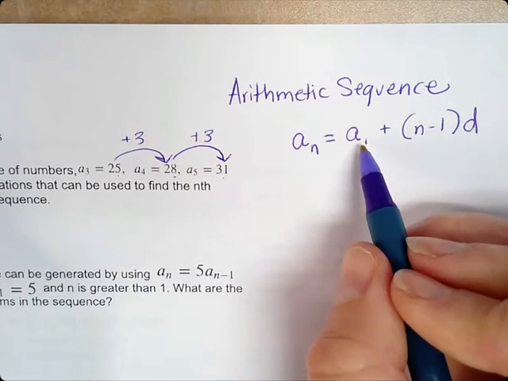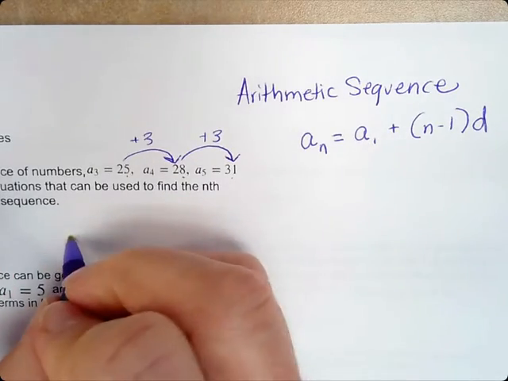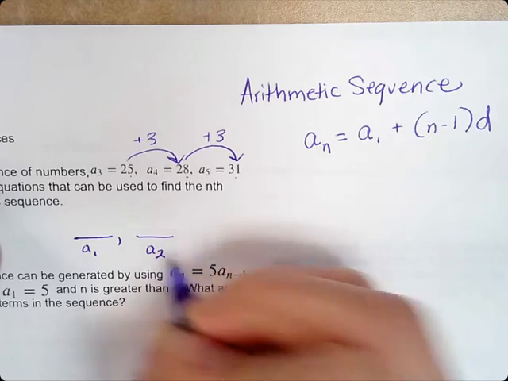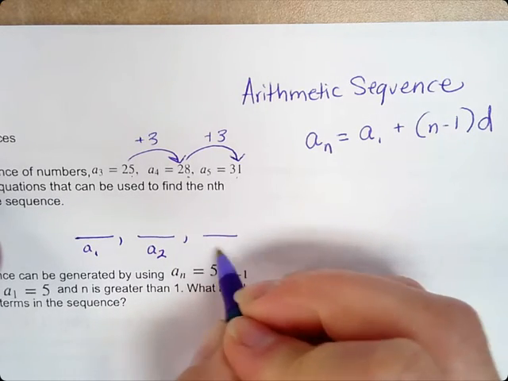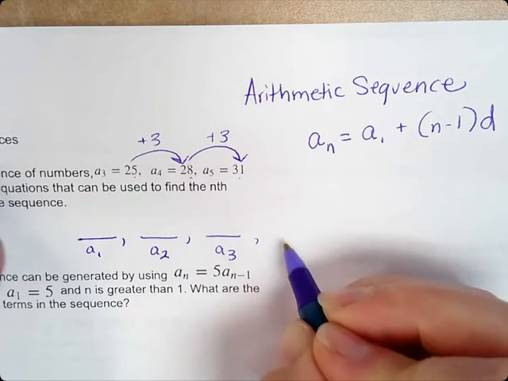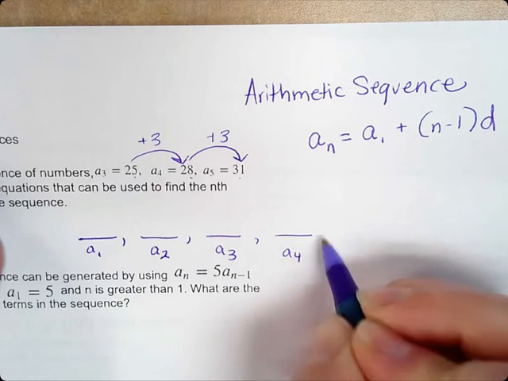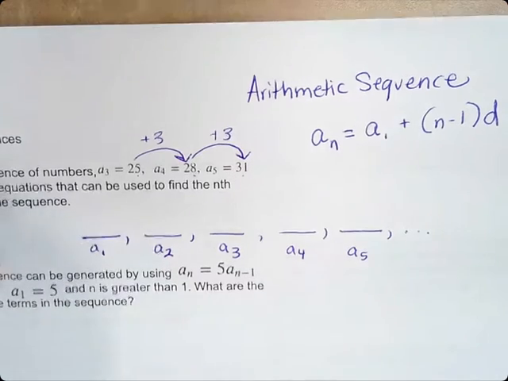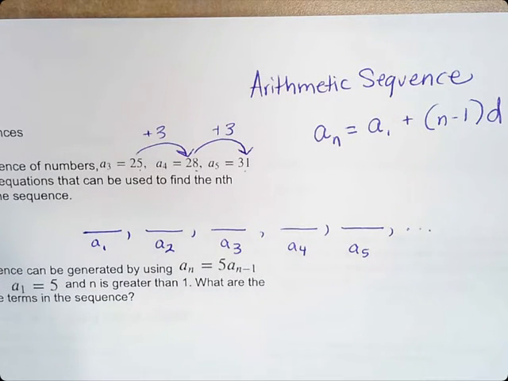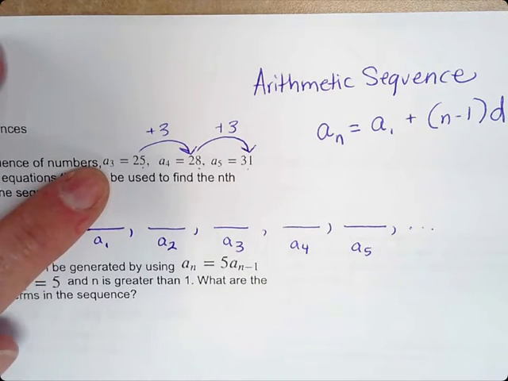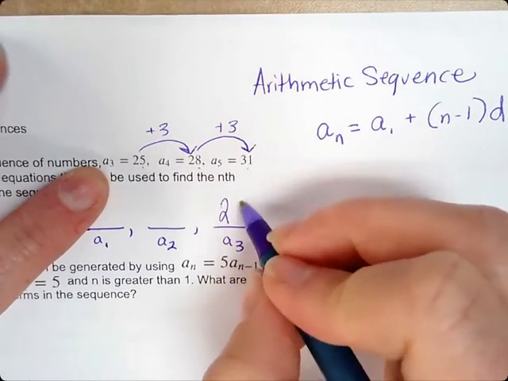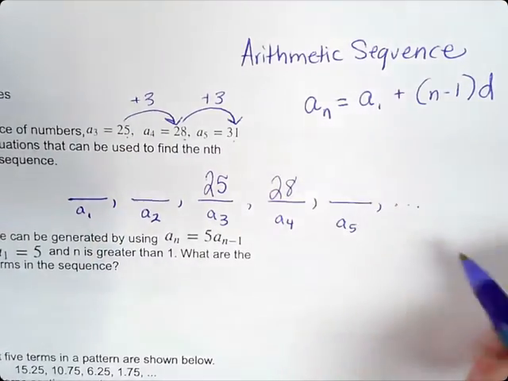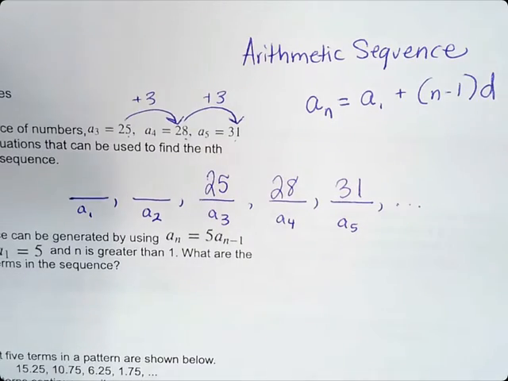So we need to know what A1 is. A1 is our first term, A2 is our second term, A3 is our third term, A4 and A5. We know that the third term is 25, the fourth term is 28, and the fifth term is 31.